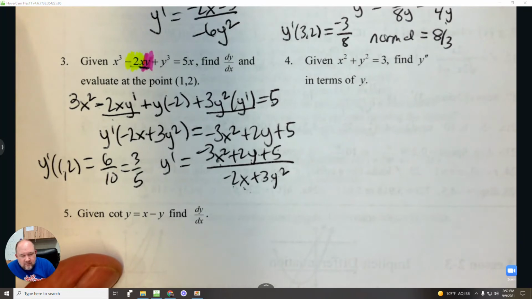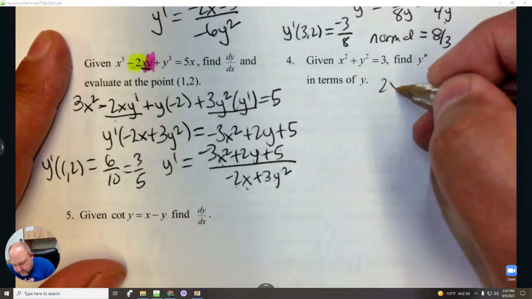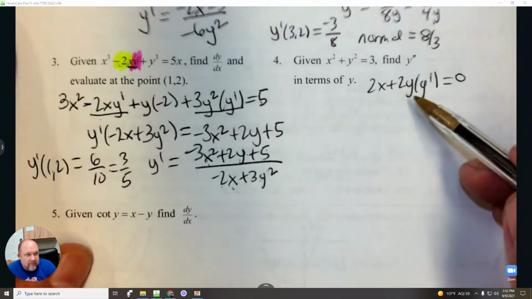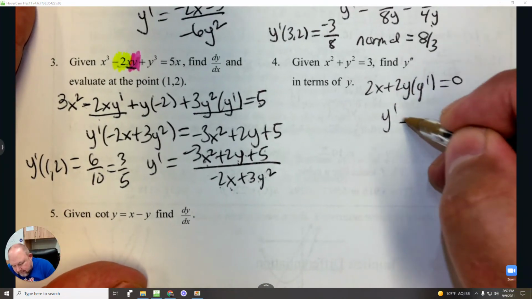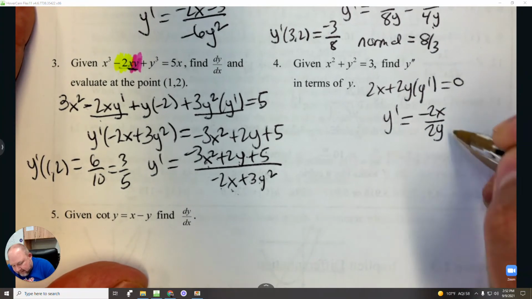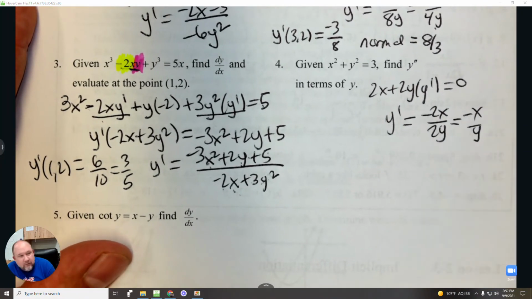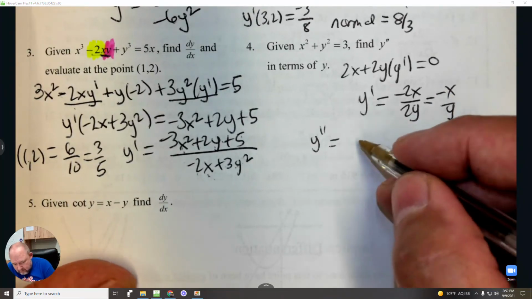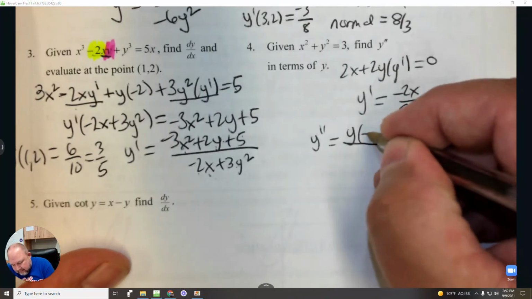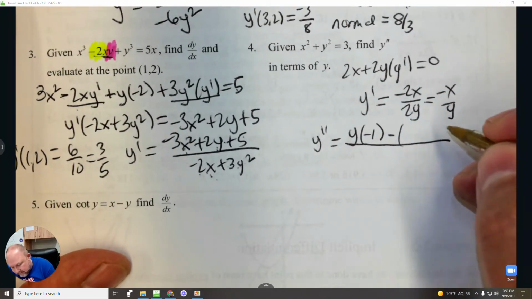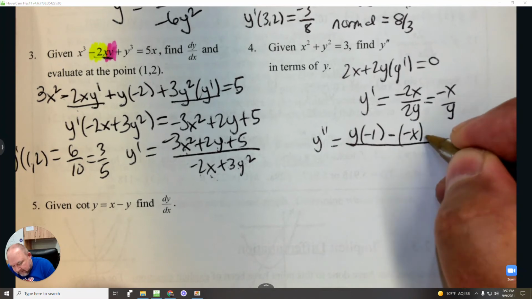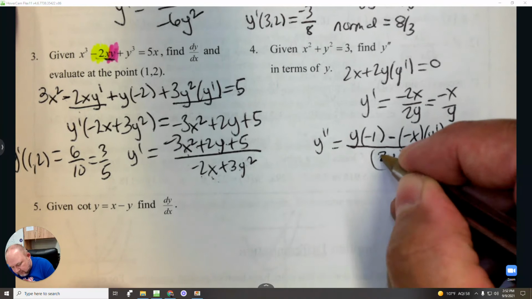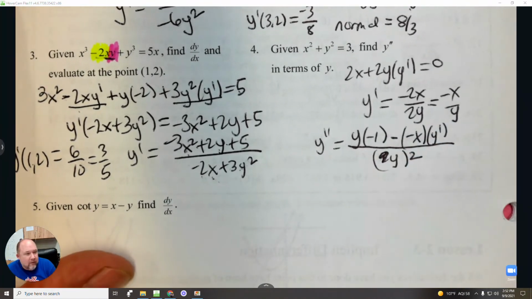Number 4, we're going to take the derivative of this. Be careful that you include a y prime when you take the derivative with y involved. To get y prime by itself, we're going to subtract 2x and divide by 2y. So that's what it reduces down to. I need to find the second derivative. So I have to do the quotient rule here to do the next derivative. That's the bottom times the derivative of the top, subtract the top times the derivative of the bottom, and then the bottom squared. Oops, it's just y. So it's the bottom squared.